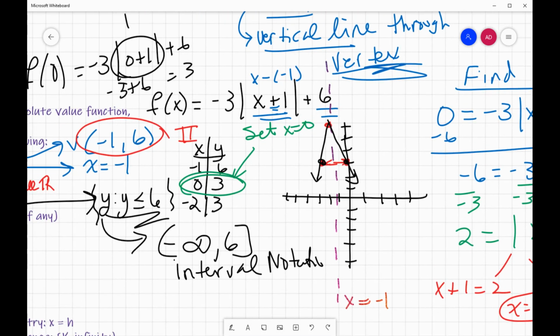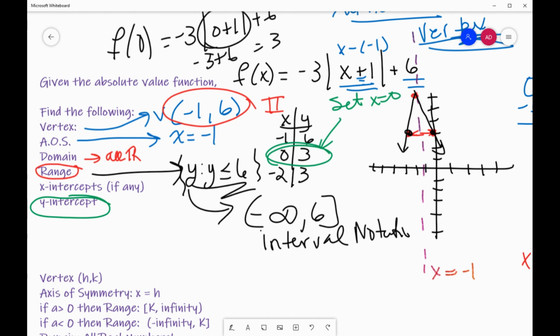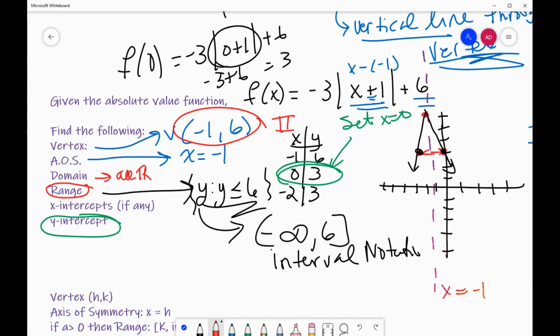So my x-intercepts, what did I just say? It was -1. Sorry about that. No, it was +1. Look, I'm messing it up already. My x-intercepts are +1 and -3.